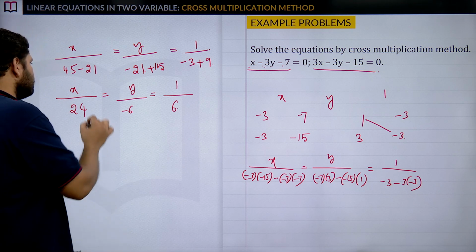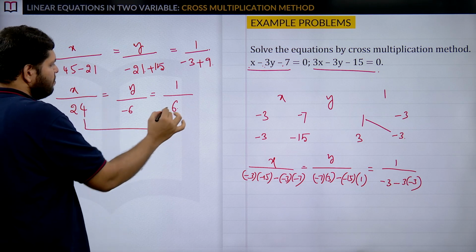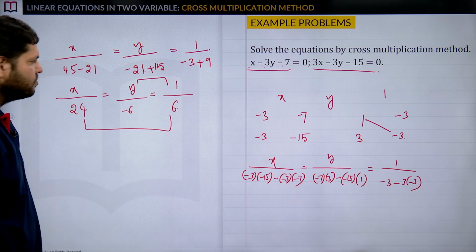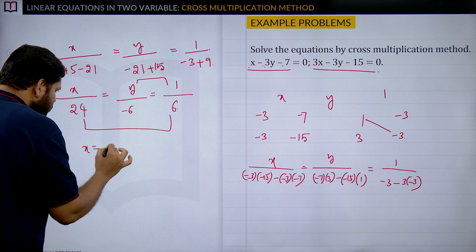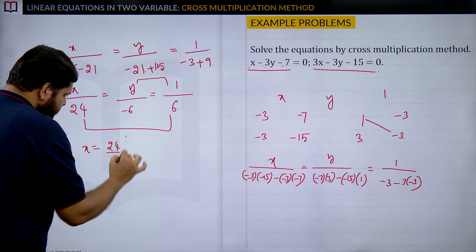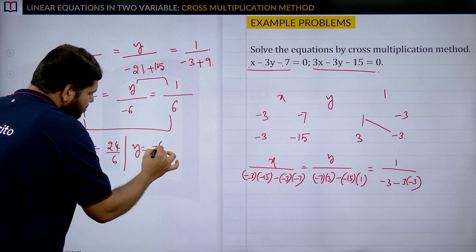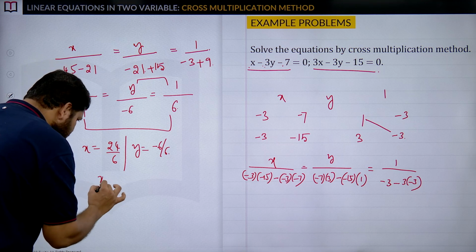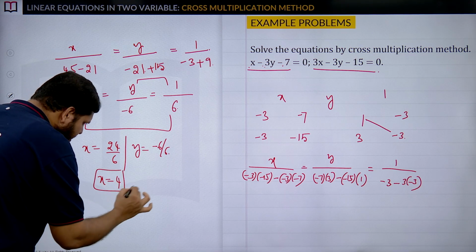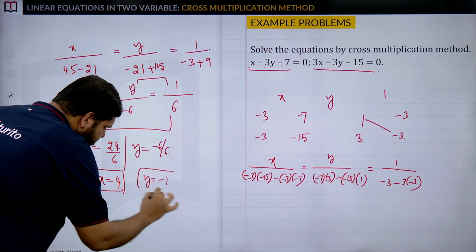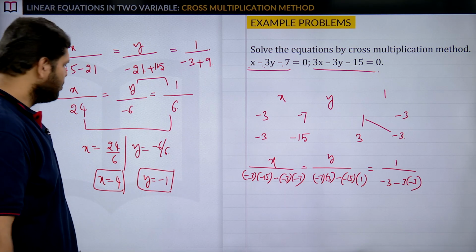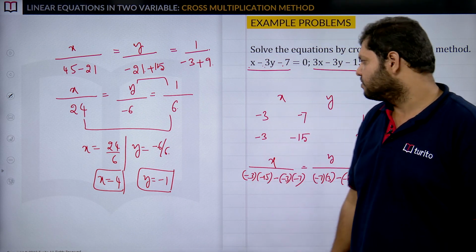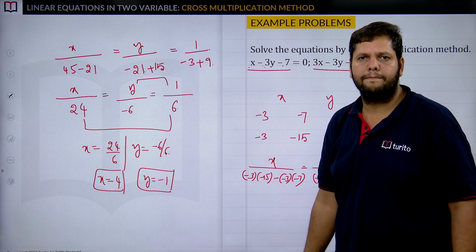Then, children, equate this. x by 24 equal to 1 by 6, and y by minus 6 is equal to 1 by 6. Okay, children? So x is equal to 24 by 6 and y is equal to minus 6 by 6. Then x is equal to what, children? 6 4s are 24, so x is 4. And y is equal to what, children? It is minus 1. So x is equal to 4 and y is equal to minus 1 are the solutions of this equation. See, children, any doubts regarding this question?